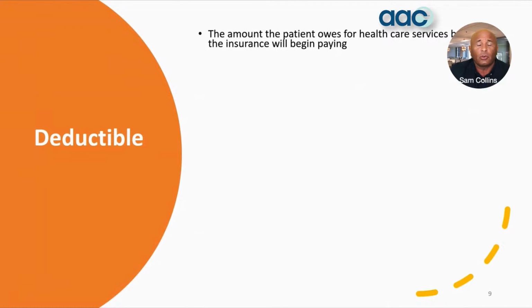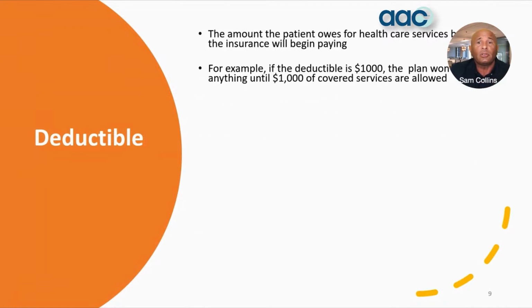It's $1,000. In other words, the patient has to pay $1,000 before the insurance begins to cover. In other words, they're going to look at the cost. And once it adds up to $1,000, then, of course, the insurance begins payment. Keep in mind, the patient doesn't have to pay it all at once. They could be paying over time, but they have to meet that amount.